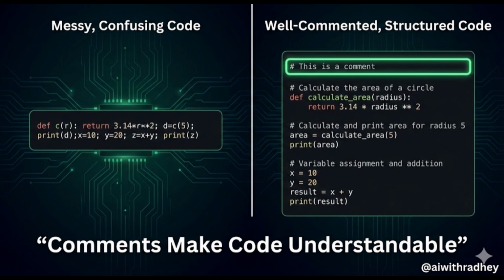Comments are one of the simplest ways to make your code clear and easy to understand. They don't affect how the program runs. Python simply ignores them. But for anyone reading your code, including your future self, comments explain why something is written a certain way. A messy block of code becomes much more readable when you add short notes like, "# this is a comment." Good documentation turns confusing code into clean, organized logic. It's a habit every programmer should build from the beginning.